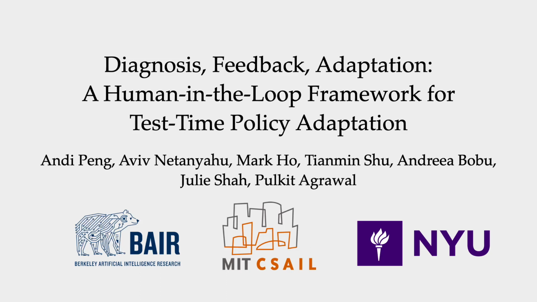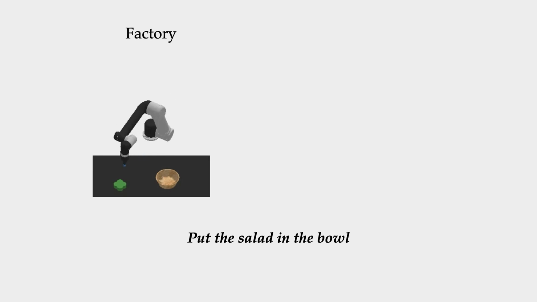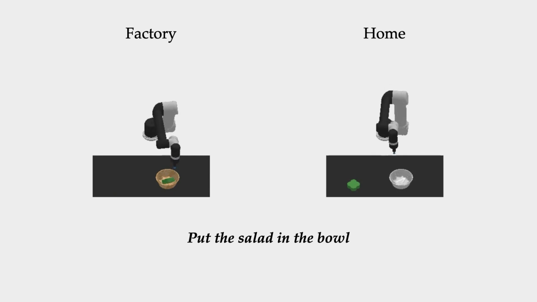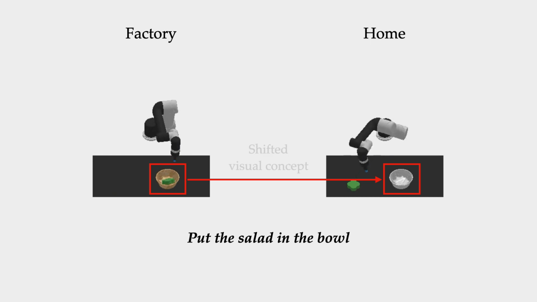Hi there. I'm here to talk about a human-in-the-loop framework for test-time policy adaptation. Consider a robot that has been trained to put salad in the bowl from watching demonstrations in a factory. Now, when we deploy the robot in a user's home, the policy may fail. This is due to distribution shift, where certain properties of the observation may have changed from training to test time.